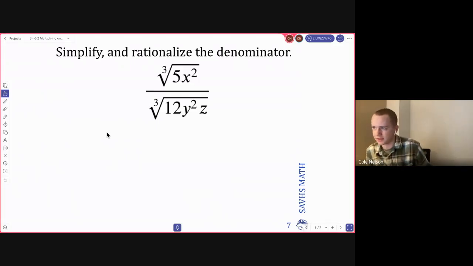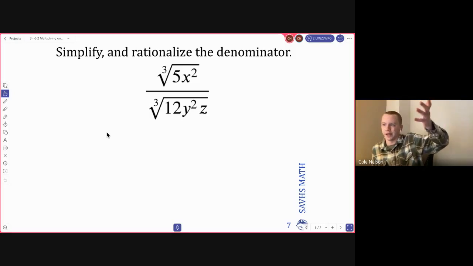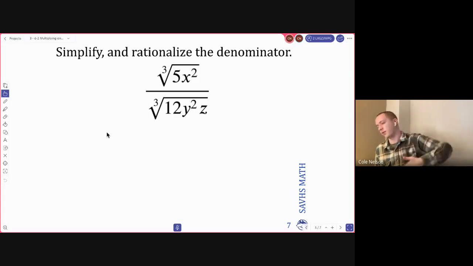First of all, is there any simplifying I need to do? No, because I know 5 is prime, so I can't pull anything out of that. I know x squared doesn't have a 3 in it, so that doesn't help. I have a 12, which I know is 4 times 3 or 2 times 2 times 3. So that's not going to work because there's no exponents that are 3s there. There's no exponents that are 3s anywhere in here. So we just need to rationalize the denominator. But to get there, let's think about this a little bit.